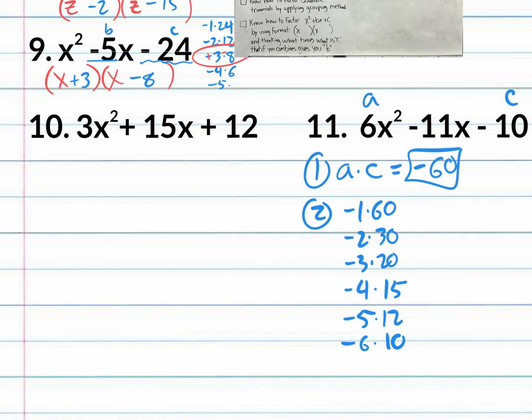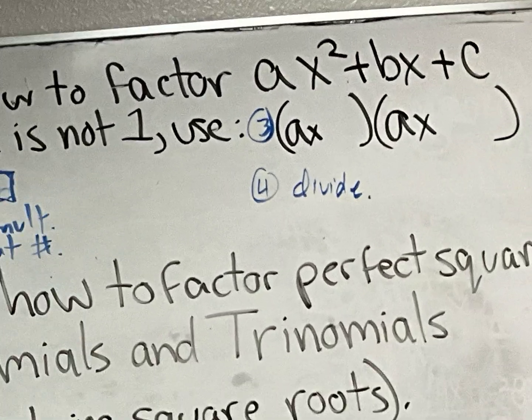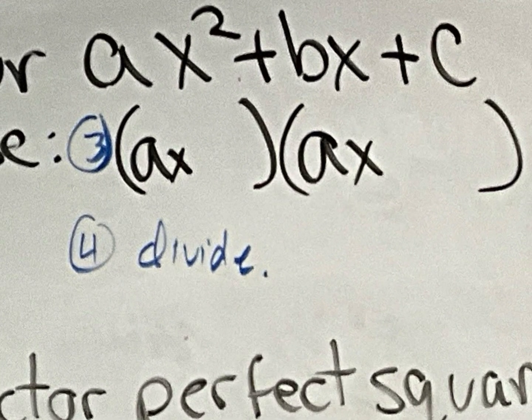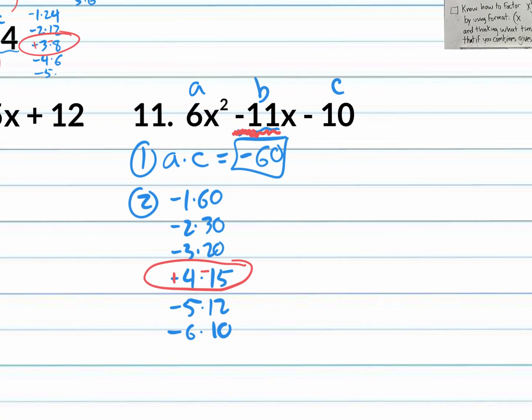So now which of these numbers will combine, not multiply, will combine to give me the b value negative 11? That's exactly right. If I combine minus 4 plus 15, that'll give me a positive 11. And I do have an 11, but I want it to be a negative 11. So I have the right numbers, just the wrong signs. Change it, change it. So now we have the answer for step 2. What is step 3? Step 3 is to use the format ax, ax. It's on the board. You're going to have this on the board tomorrow. So let's do this.